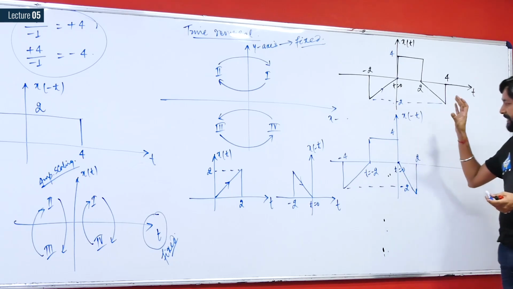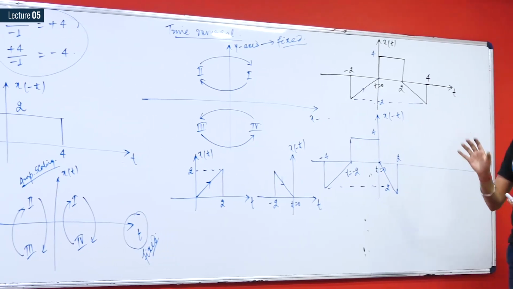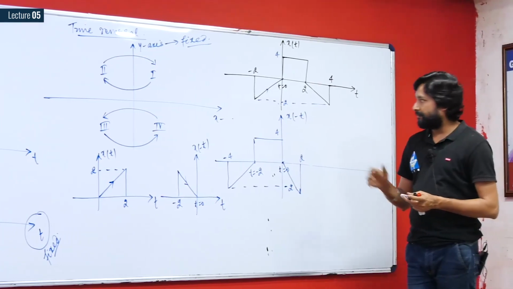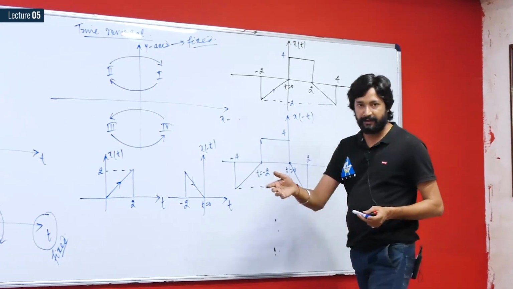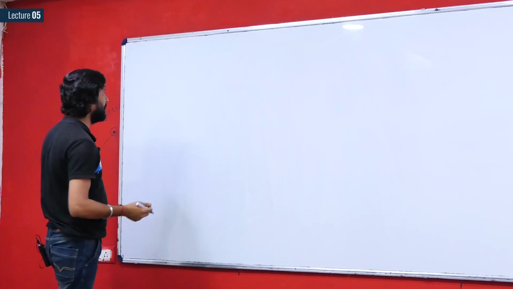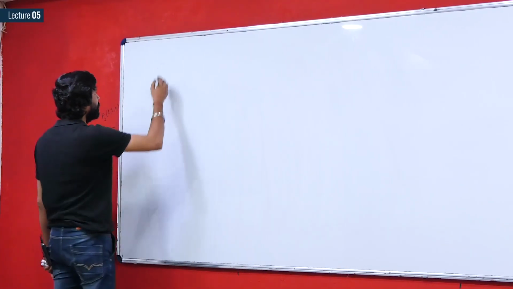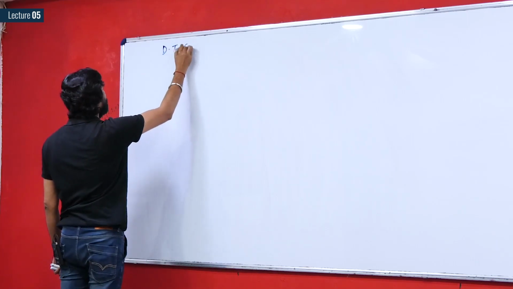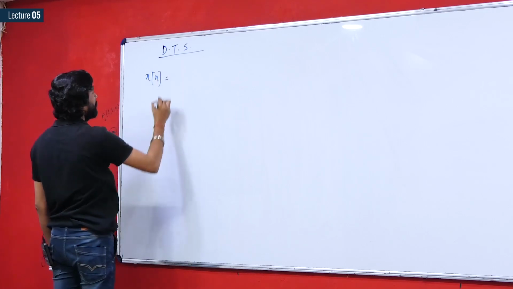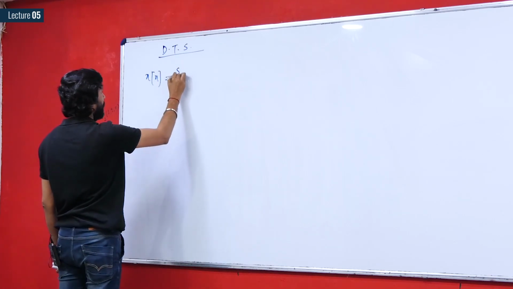Now if you see these operations for a discrete time signal, more or less similar things are done, but we are not having space here, so you will see it next. If we have to perform time reversal on a discrete time signal, the same procedure applies. In case of a discrete time signal, let it be x of n equals, and we can take any values.